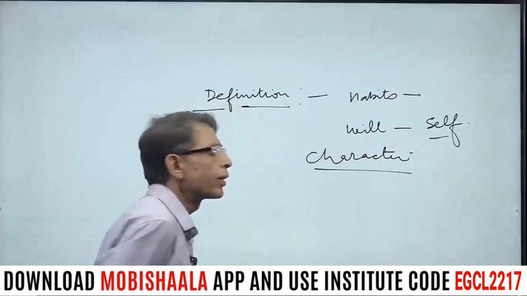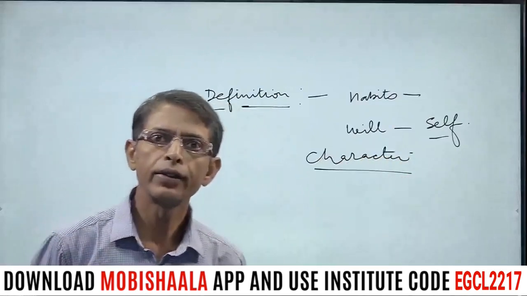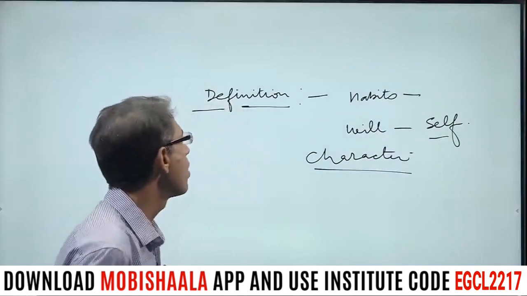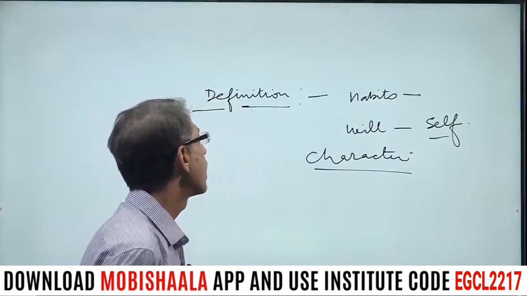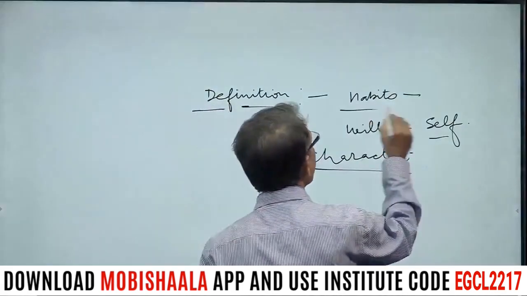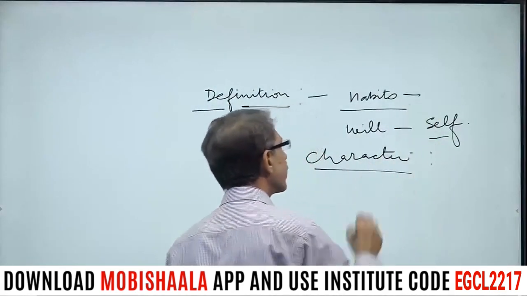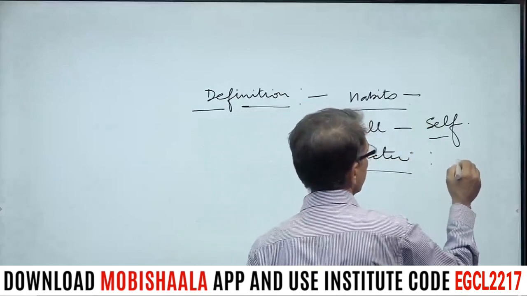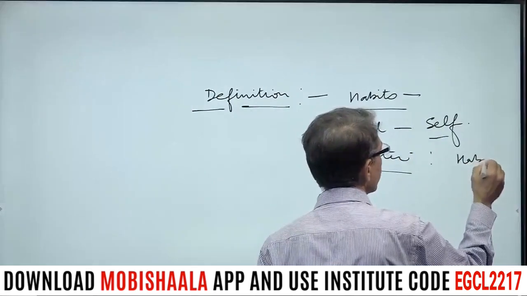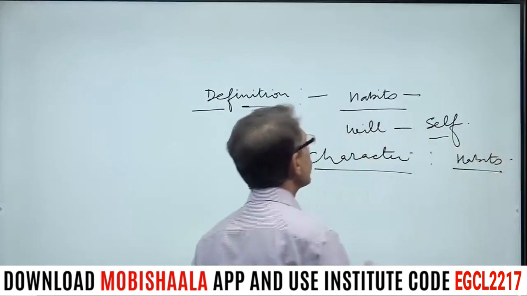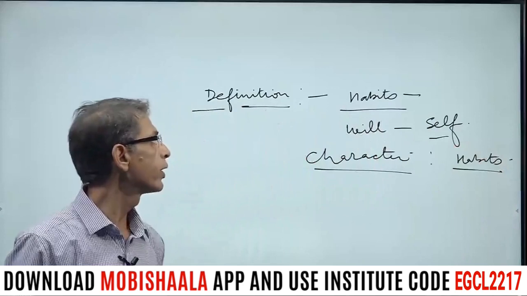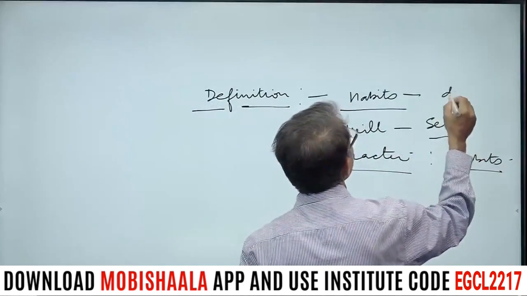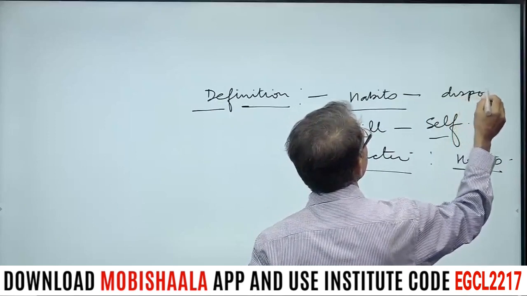And what is character then? Character is the permanent settled habits of will. Earlier we defined habits, and now we are defining character as the settled habits of will. That's the difference you can see between habits and character. Over here, habit is a settled disposition.